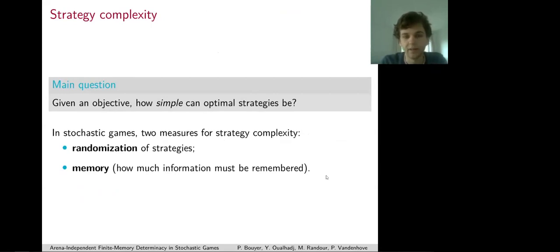And in stochastic games, there are commonly two measures for strategy complexity. There is how much randomization the strategies need to use, and how much memory, that is, how much information must be remembered as the game happens.